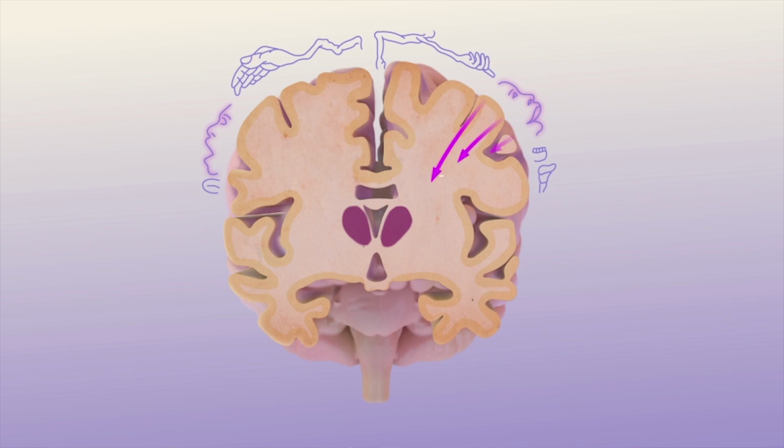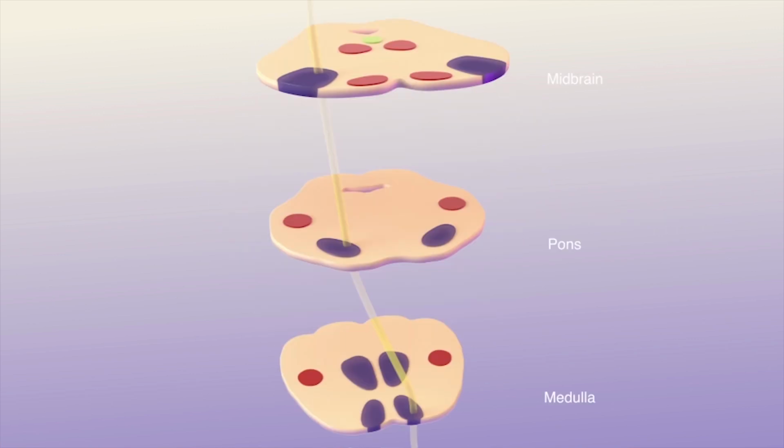They pass through the corona radiata and posterior limb of the internal capsule, and terminate in their target nuclei in the brainstem. They are called corticobulbar because they terminate in the bulb, which is the old terminology for the brainstem. The corticobulbar motor pathways are responsible for the innervation of the muscles of facial expression, articulation of speech, mastication, as well as swallowing. Let's take, for instance, the muscles of facial expression.